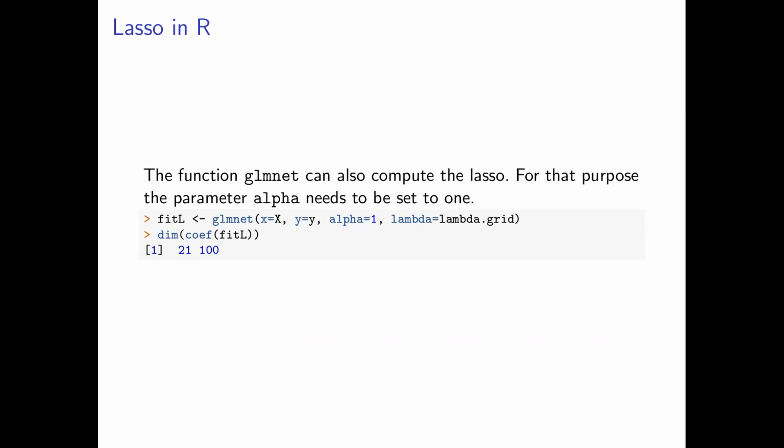Similarly to this, we can fit the lasso, also as a special case of this elastic net. For the lasso, we set the alpha parameter to equal to 1. Otherwise, all the rest is identical as before.